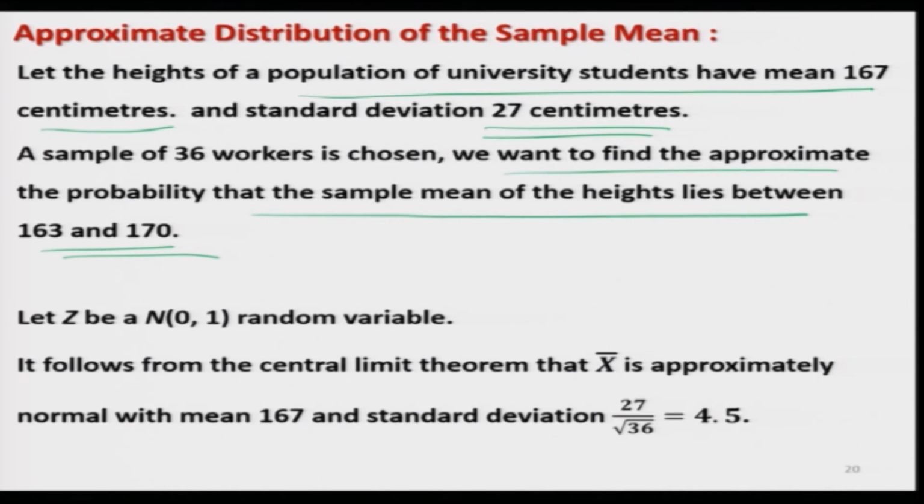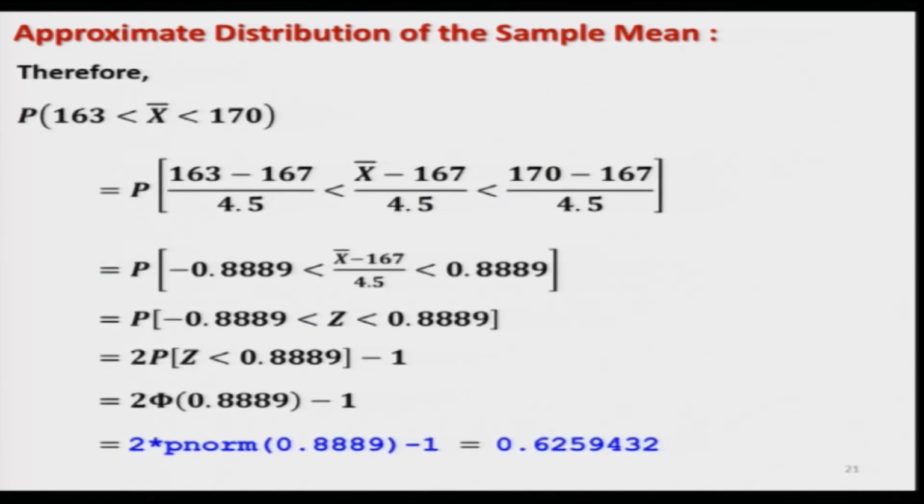Using the standard notation, let z be a normal 0-1 random variable. It follows, using the central limit theorem, that x bar is approximately normal with mean 167 and standard deviation 27 divided by the square root of 36, where n equals 36, and this will come out to be 4.5. Now, to compute the probability that x bar lies between 163 and 170, you can standardize the sample mean by subtracting its mean and dividing by the standard deviation, and do the same operation on both sides.